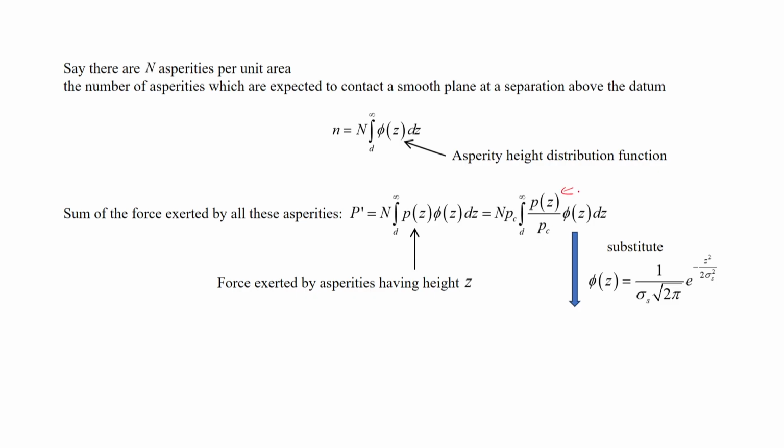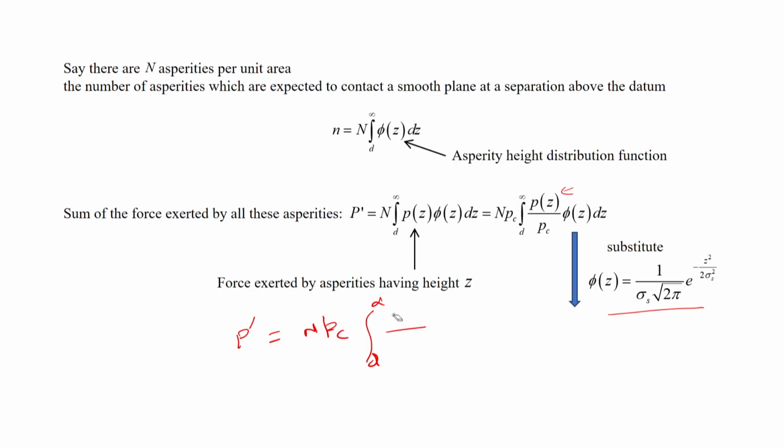Remember that we obtained the relation between p by pc, okay, and that is where it is useful, and then phi z can be given. This is the distribution function that is being considered. This is a Gaussian distribution function, the height distribution function of these asperities. So, therefore, the force exerted by these asperities can be given as n, this is Pc here, and this goes from d to infinity, and this is P of z.